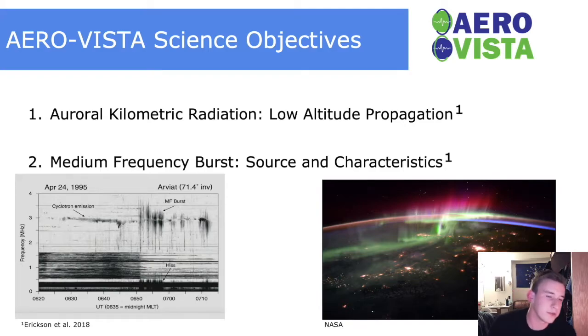On the left here, you can see a past radio frequency spectrogram, which shows an example of a medium frequency burst during one of those polar substorms. And on the right is a nice image taken from the cupola of the International Space Station orbiting over an aurora around 400 kilometers, which is a similar altitude that the AERO and VISTA spacecraft will be orbiting when they're taking their own measurements of the aurora here in a couple years.